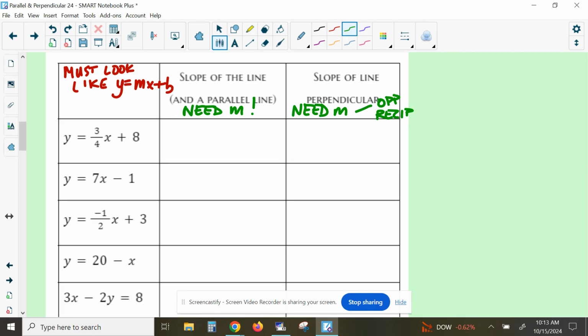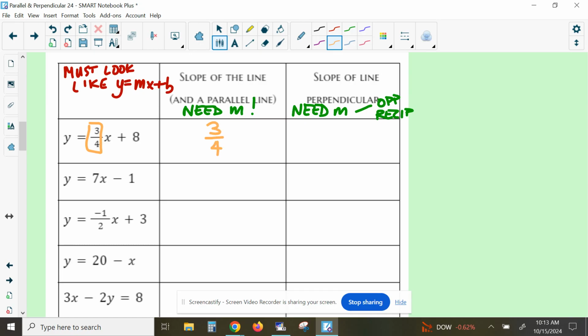So, my first equation, you see it? y equals 3/4 x plus 8. Does it look like y equals mx plus b? It looks perfect. So all we need is the m. What is the slope? It's just 3/4. Don't attach the x to it, because we just want the m, we don't want mx. If I wanted the slope of a line that's parallel to this, I would use the exact same slope, so I would just say 3/4.